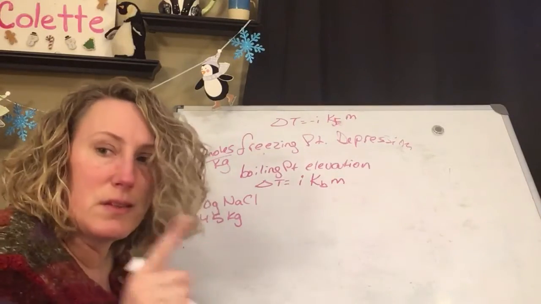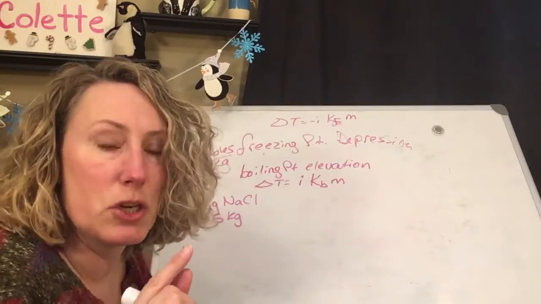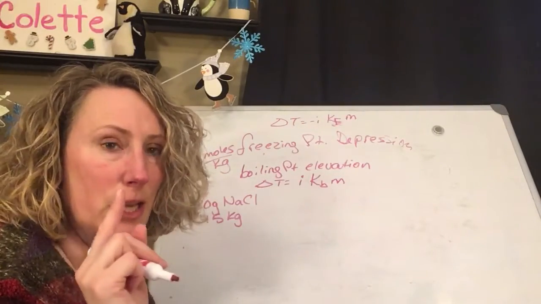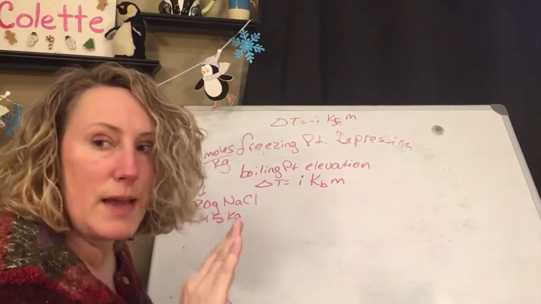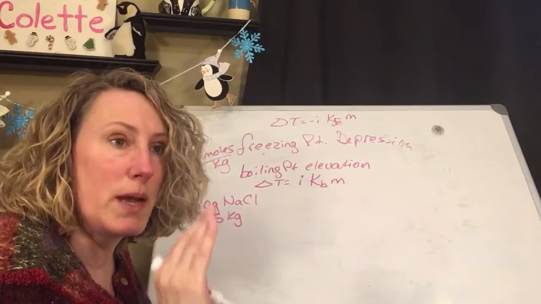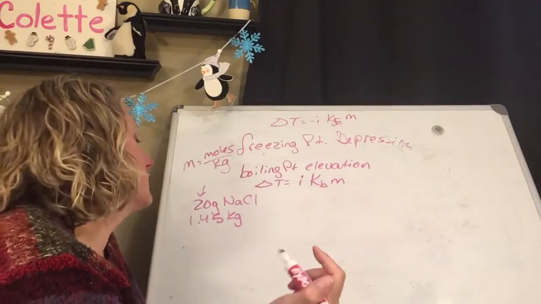Okay, so now this doesn't say what's the change in temperature. It says what's the new temperature. So just make sure you calculate the delta T, but don't stop there, okay? That's going to be 1 point. Knowing the new temperature is going to be another point on your test.